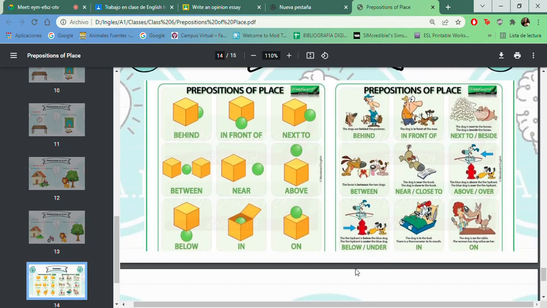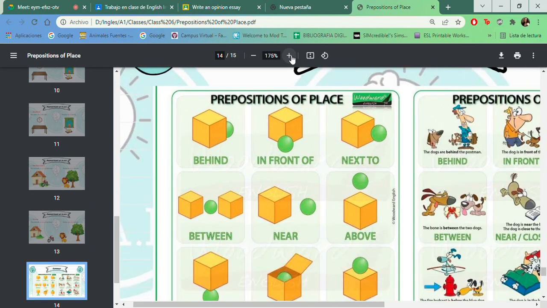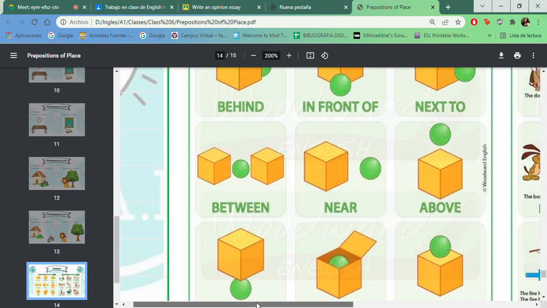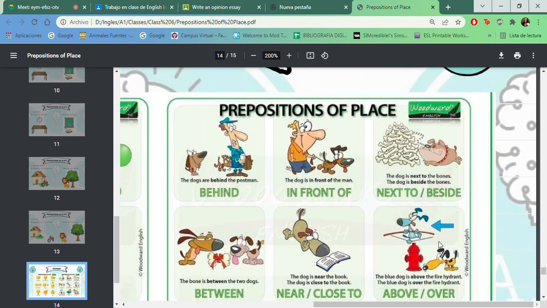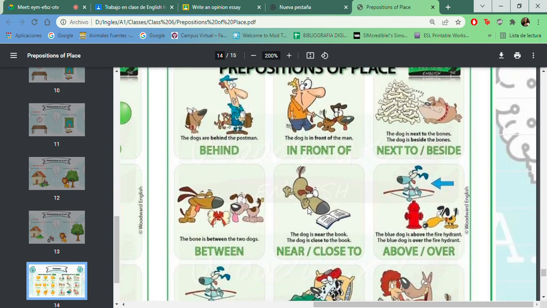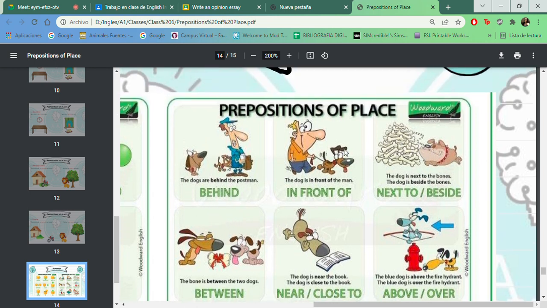Here we have more examples. You can read one each. Okay, one student can read behind, another in front of, and so on. So, who wants to start? Great. Give me a minute, I turn off the phone. Okay.